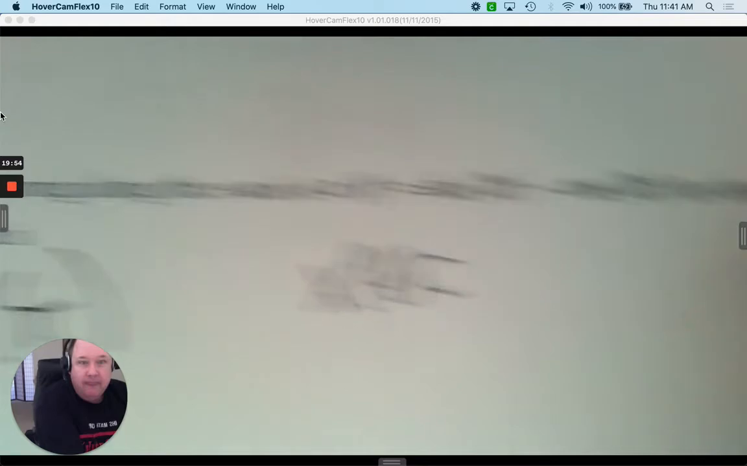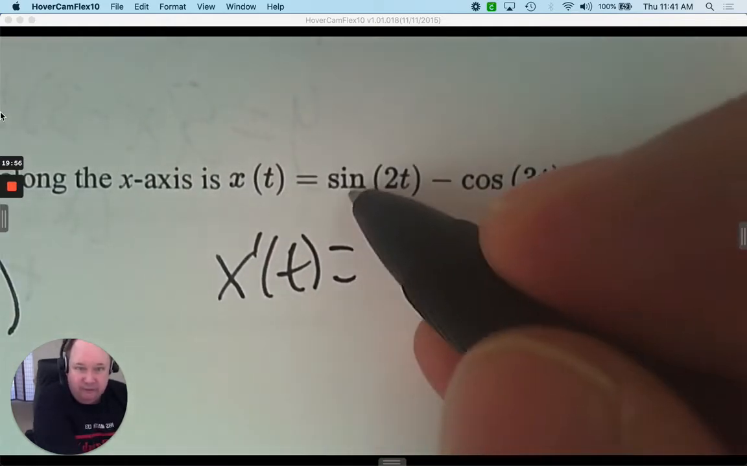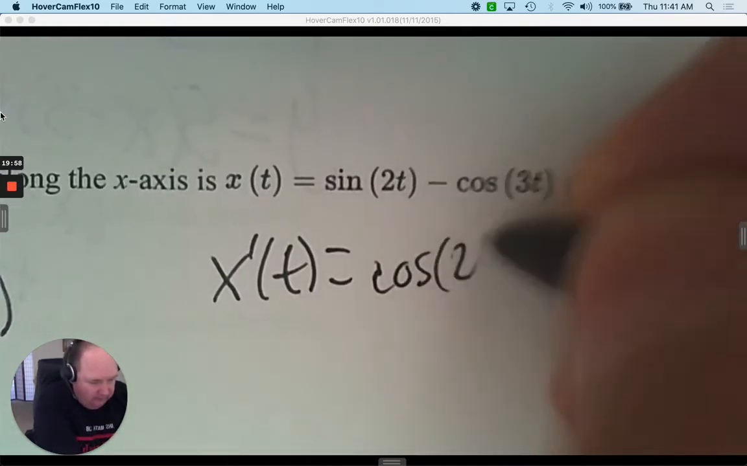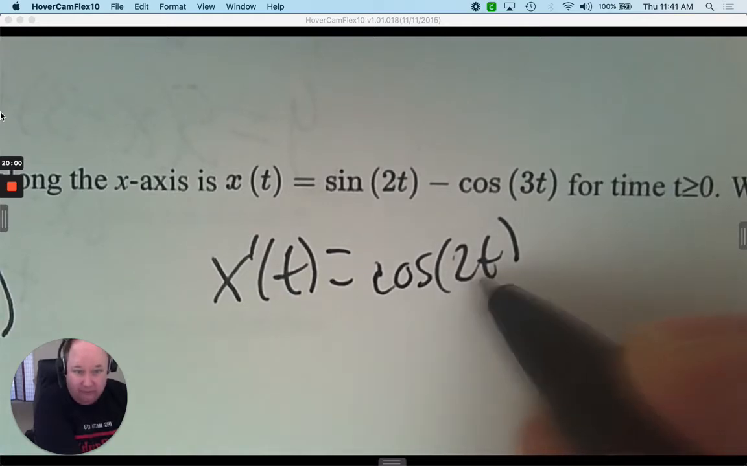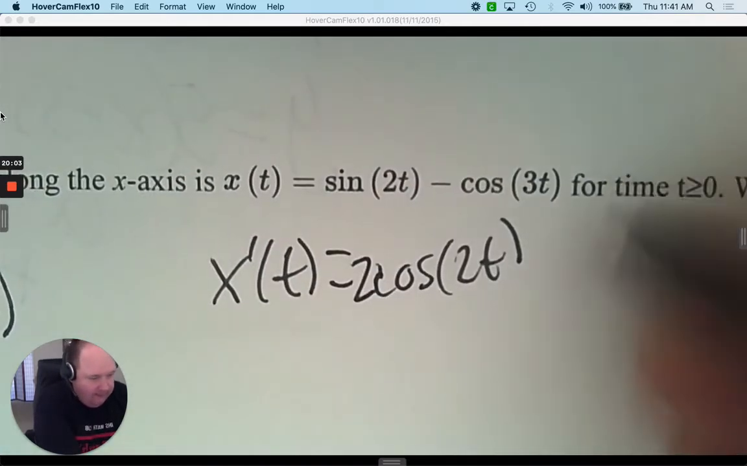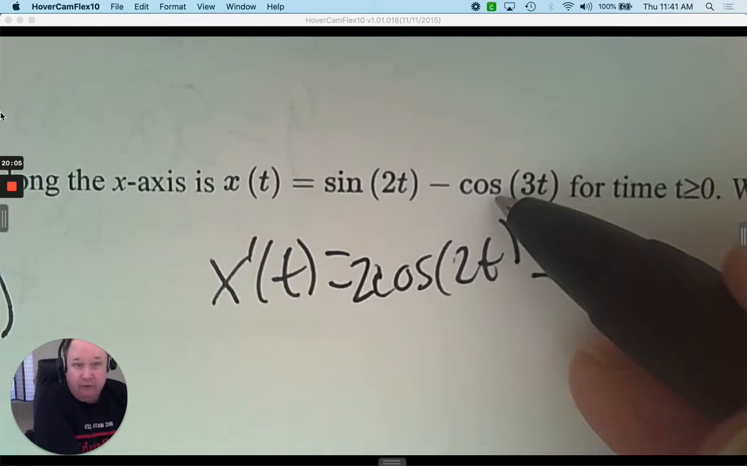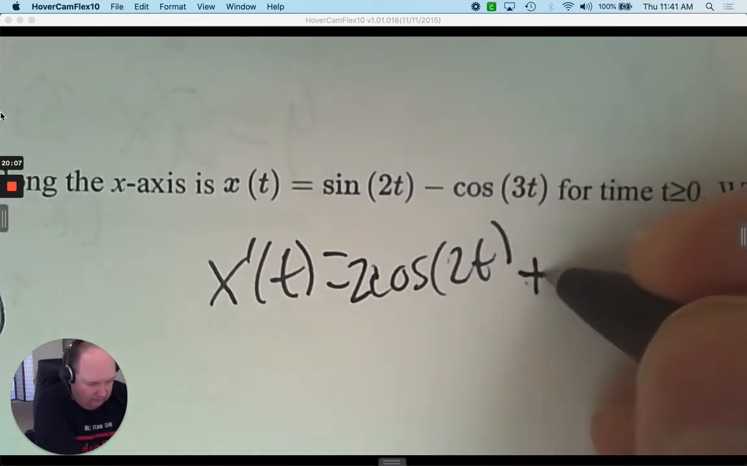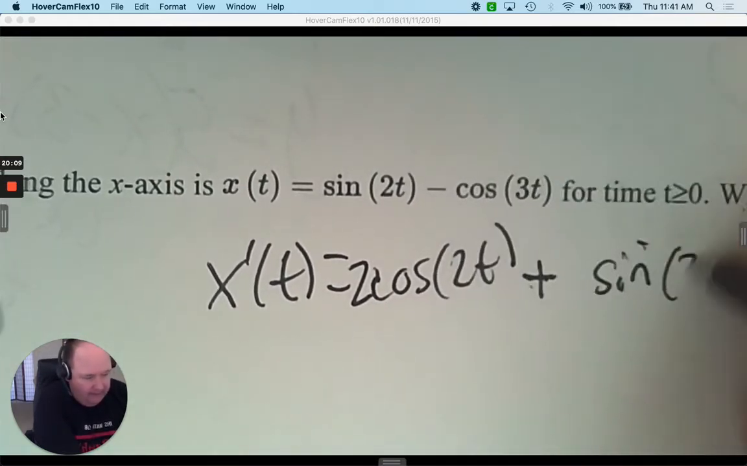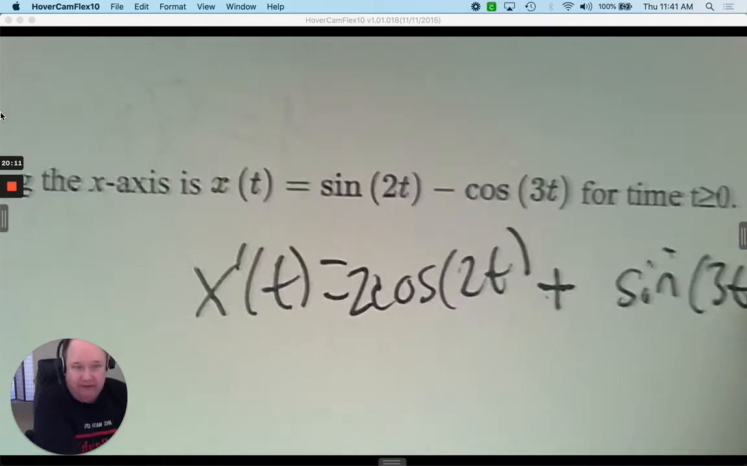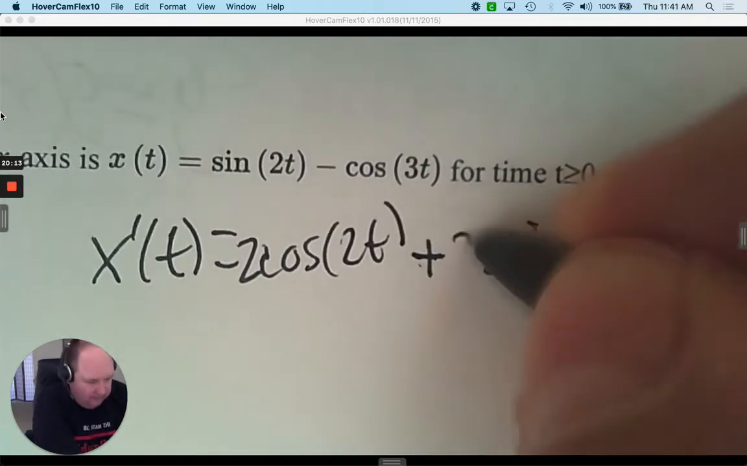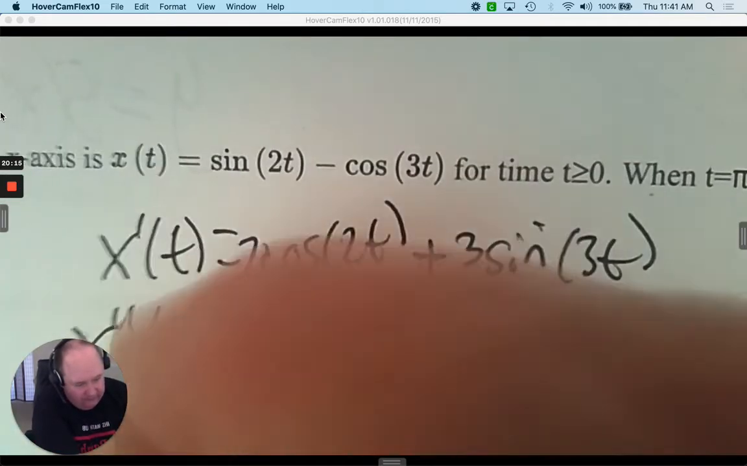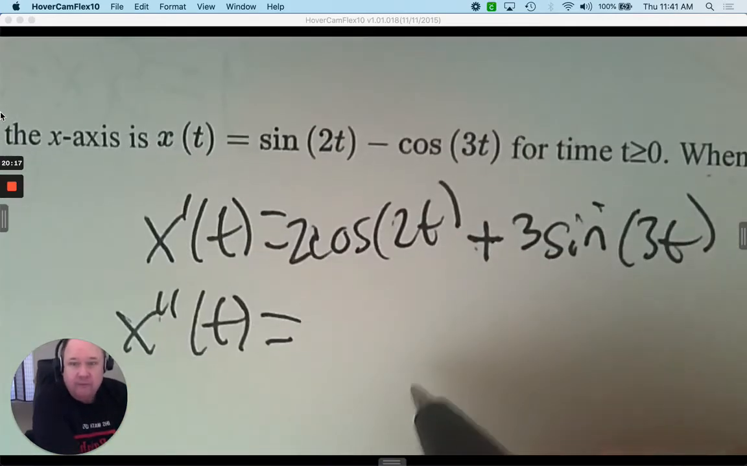Let's try it. The derivative of sine is cosine, but there's a double hook. So the derivative of 2t is 2. The derivative of cosine is negative sine, so it's positive. And then again, the derivative of 3t is 3. So there's the first derivative. How about the second derivative? What would it look like?